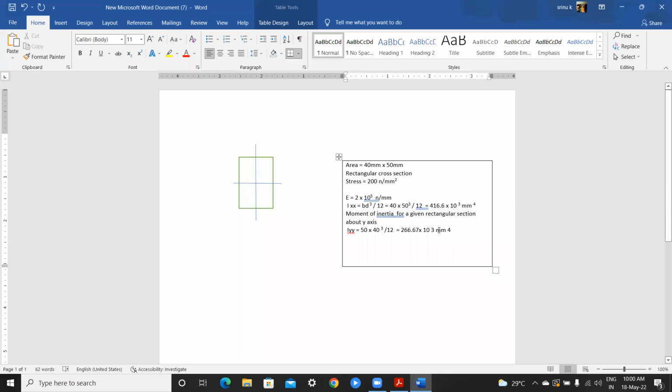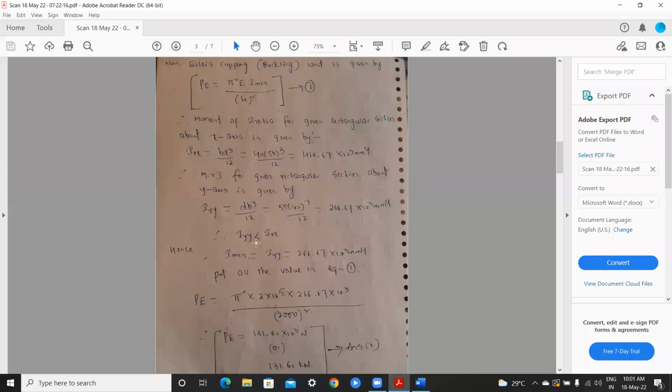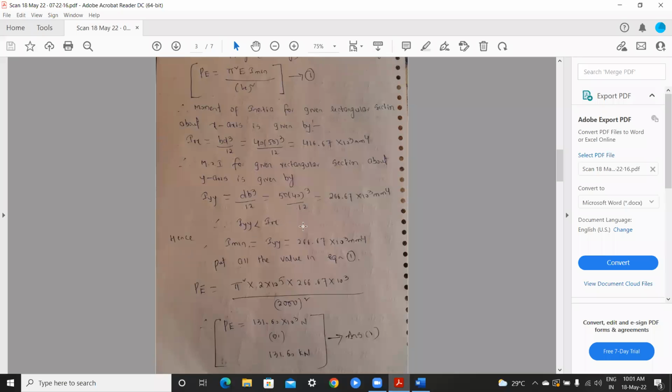So which is the least one here? Can you tell me, which is the least one here, Ixx or Iyy? Reply. Iyy, sir. Iyy. So in our condition, Ixx is greater, so we have to take the I minimum value.